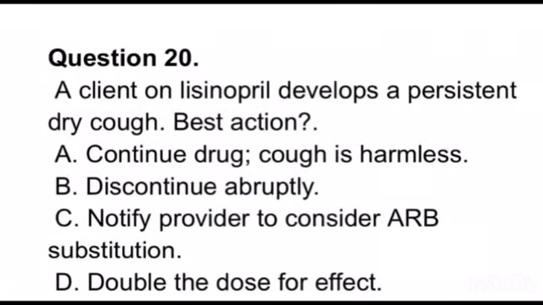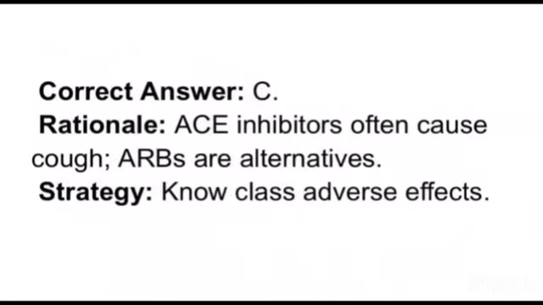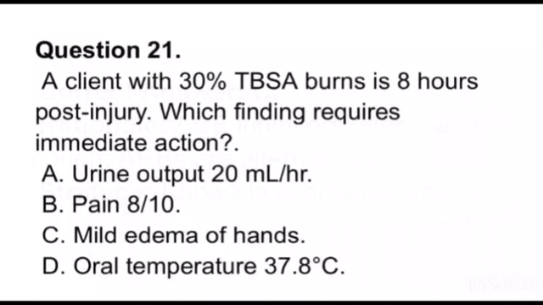Question 20. A client on lisinopril develops a persistent dry cough. Best action: A. Continue drug, cough is harmless. B. Discontinue abruptly. C. Notify the provider to consider ARB substitution. D. Double the dose for effect. The correct answer is C. Rationale: ACE inhibitors often cause cough. ARBs are alternatives. Strategy: know class adverse effects.